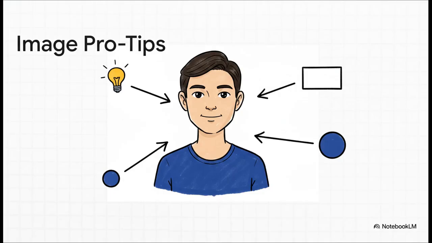When it comes to your image, you want to think like a photographer. You need good, even lighting on the face so the AI can clearly see all the features. A simple, non-distracting background keeps the focus where it should be, on your character. And solid-colored clothing just helps avoid any weird visual glitches during the animation.